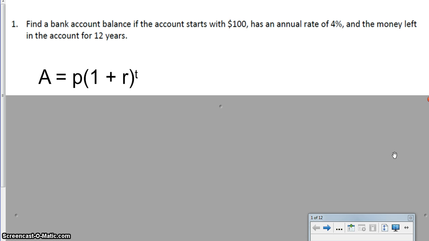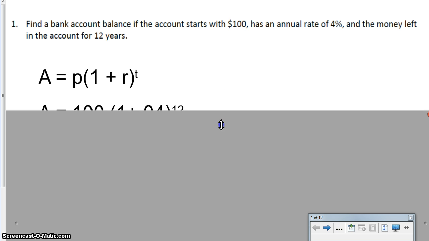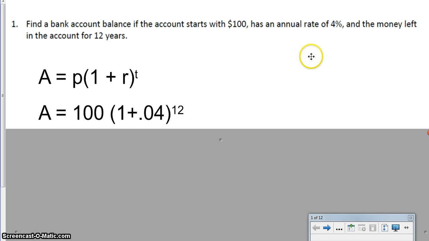So let's take a look at this first one. If you have an account balance and it starts with $100 and has an annual rate of 4%, the money left in the account after 12 years. Well, the population, of course, will be a principal of $100. And then don't forget that the rate is 4%, 0.04. And then, of course, the account for 12 years. Our time for this one is in years, okay?